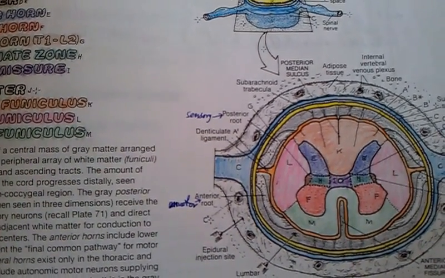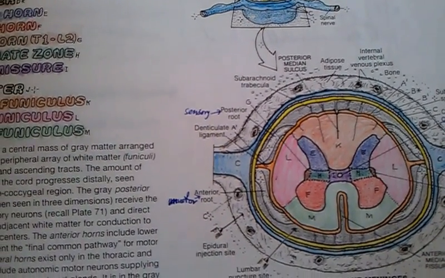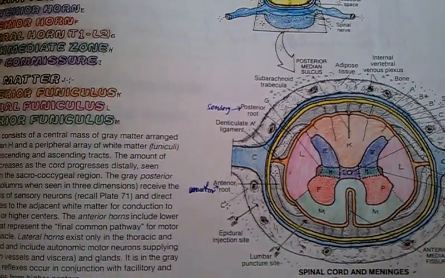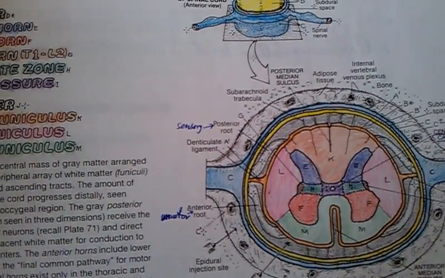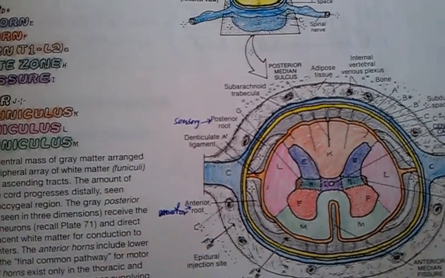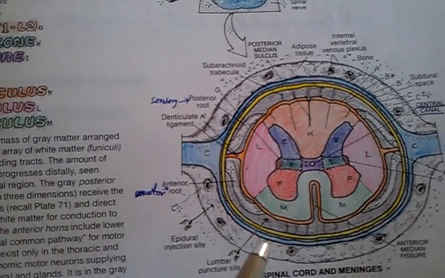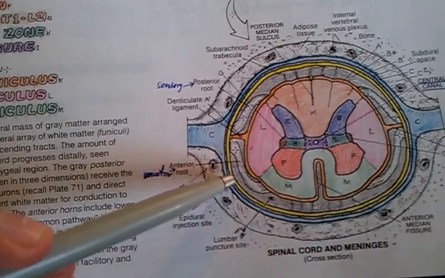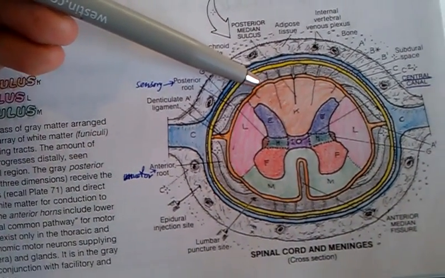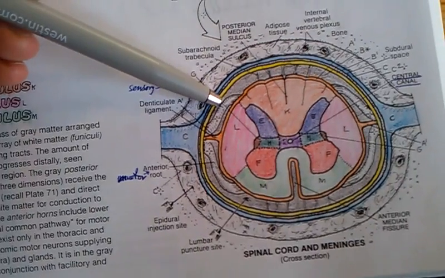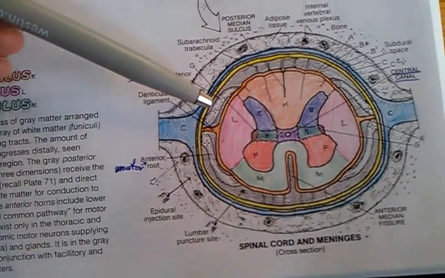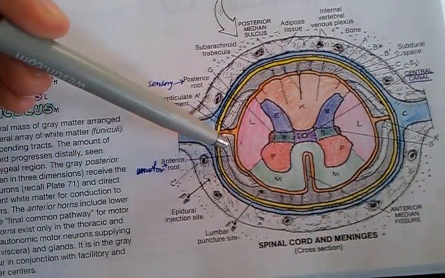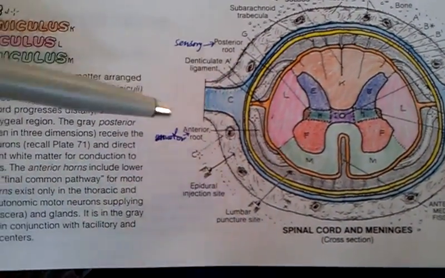From the anterolateral and posterolateral sulci, you have the roots that exit. So from the anterolateral sulcus you have the ventral root, this one, and from the posterolateral sulcus you have the dorsal root, which is here, or posterior root, depends. And they combine and go out and form a spinal nerve.